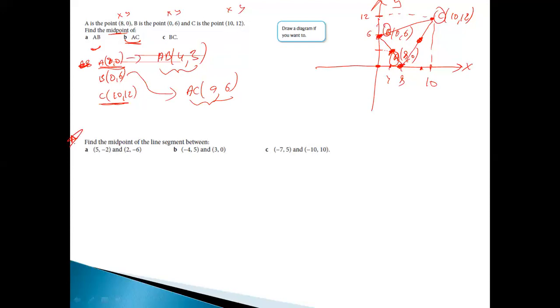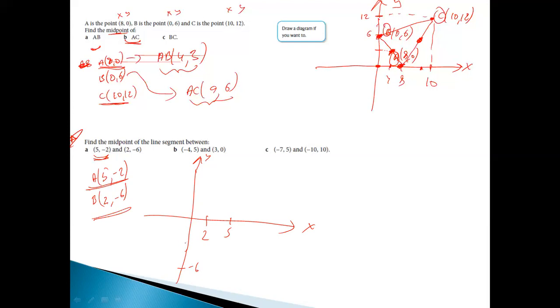And the next question: find the midpoint of the line segment between 5 to -2 and 2 to -6. So the first bracket, 5 to -2, is our A, and the second bracket, 2 to -6, is our B. These points are our line segment. Okay, let's draw the grid, the y-axis and x-axis. The values of A is 5, and of B is 2, is here, and -6 and -2 are approximately here.